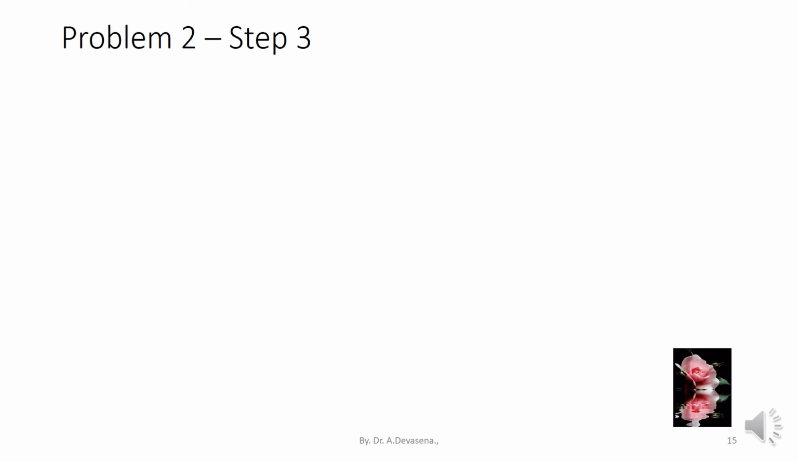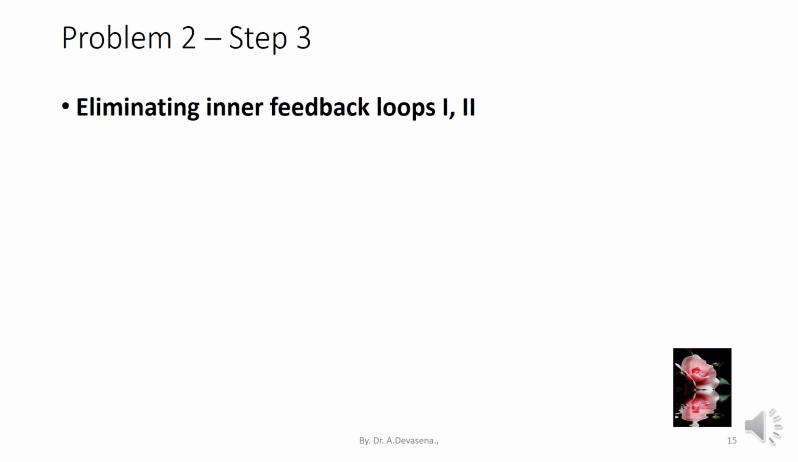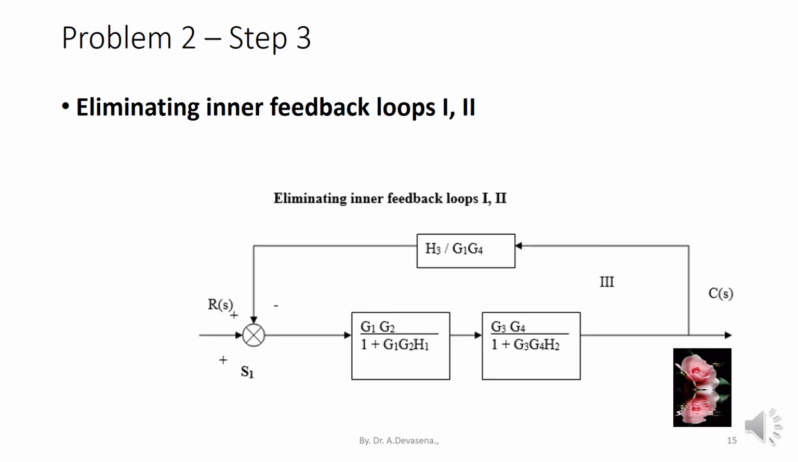Now we are going to eliminate the inner feedback loops 1 and 2. After eliminating these inner feedback loops 1 and 2, the diagram will be like this. So here is the representation after eliminating the feedback loop 1. In this feedback loop, we have applied a negative feedback. So after eliminating this negative feedback, we have got the block G1, G2 divided by 1 plus G1, G2, H1.